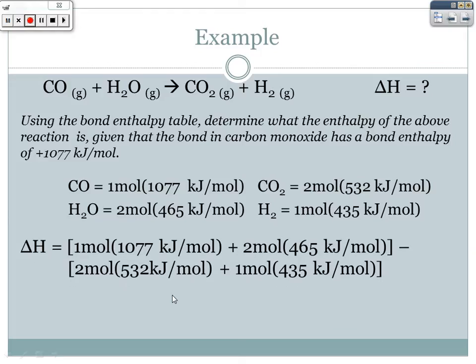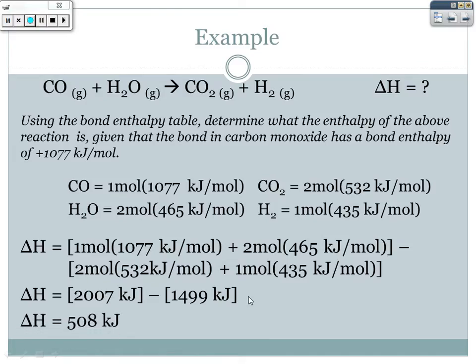So my change in enthalpy is going to be my reactants minus my products, so bonds broken minus bonds formed. So 1 mole times 1,077 kilojoules plus 2 moles times 465 kilojoules per mole, minus 2 times 532 plus 1 times 435, gives you 2,007 kilojoules minus 1,499 kilojoules, so an enthalpy change of 508 kilojoules. So this would be an endothermic reaction, meaning it takes energy in order to do it.